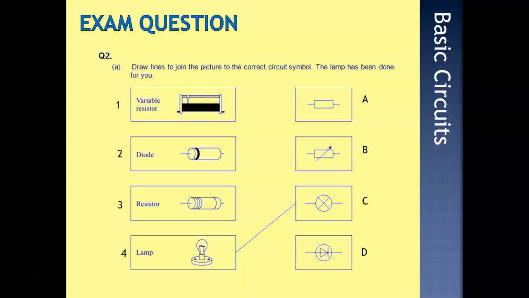Okay, draw lines to join the picture to the correct symbol. I've given them numbers and letters, so in your books you can write down 2C, 2A, 3B, whichever you think is right. Pause the video and get these correct. Okay, so pause the video and link those up. Okay, so 1 would be B, 2, D, 3, A, which would leave 4, C.